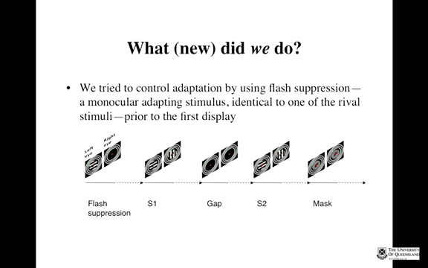And so everything after this is just the same as I've just shown you. You have that display, first display, the gap, and the second display, and a mask, and then an ITI. Couldn't fit that on the figure. So we've added this. What we've done is kind of controlled adaptation by using flash suppression.